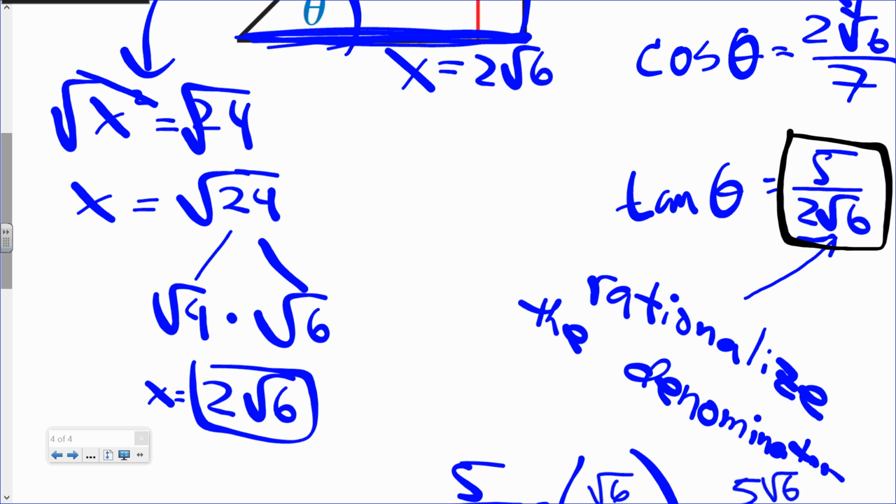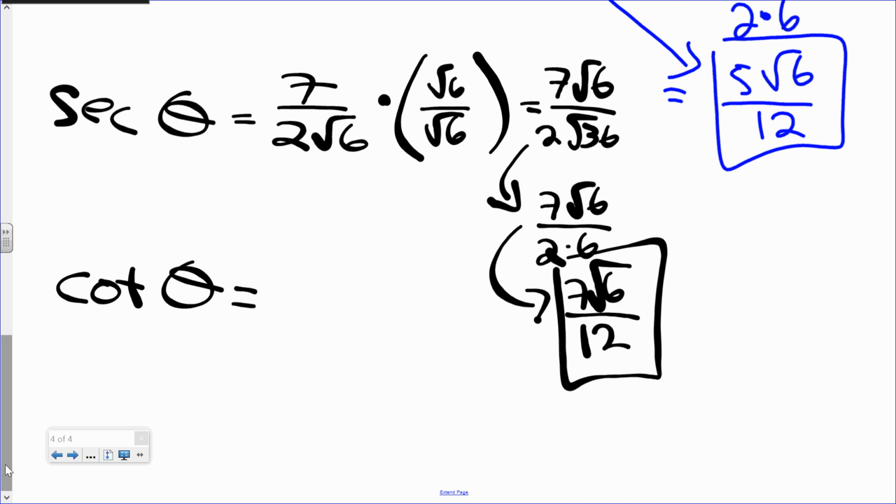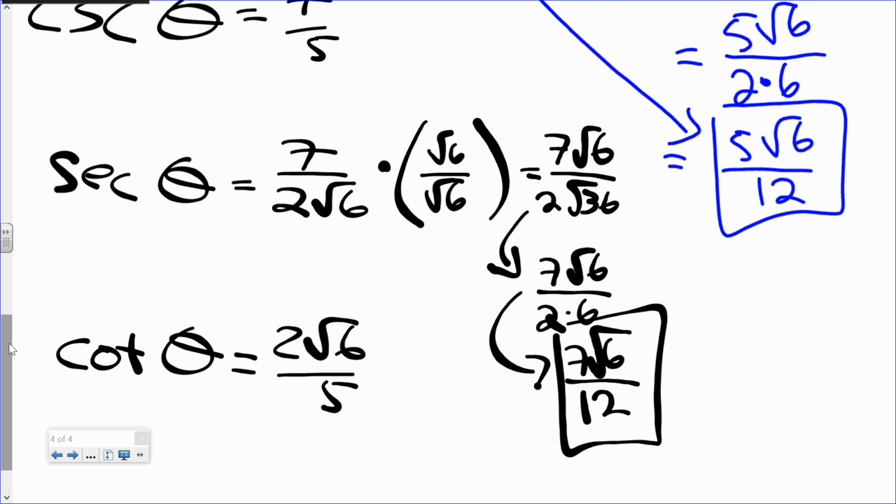So I'm looking at the bad manners answer for tangent to reciprocate. It saves time and money and work and energy. So this is the one I'm going to reciprocate for the cotangent. I'm going to have 2 rad 6 over 5. Look at that. Done. I didn't reciprocate the good manners one because then I'd create more work. I reciprocated the bad manners one. Did you guys see that strategy? I don't want to reciprocate that one because then I have to do more rationalizing. I trust that made sense.